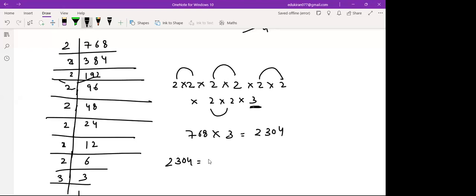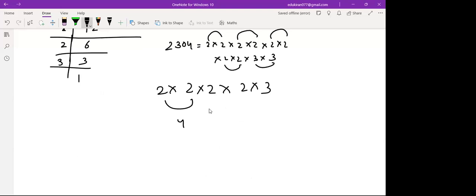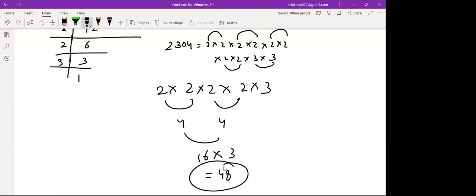So now, what will be the factors of 2304? The same. Right? So 2 multiply by 2, multiply by 2, multiply by 2, multiply by 2, multiply by 2, multiply by 2, multiply by 2, multiply by 3, multiply by 3. Yes? At last, then we can make pairs. So we'll get 4 twos and 1 three. So 2 multiply by 2 multiply by 2 multiply by 2 multiply by 3. After solving this, you will get 48. So 2 twos are 4, 2 twos are 4. So 4 fours are 16. 16 multiply by 3? 48.